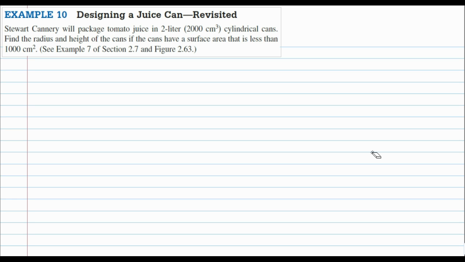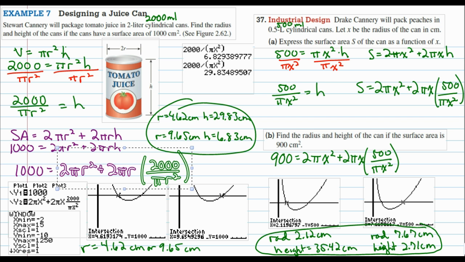centimeters squared. So for these 2,000 centimeter cubed cans, we're going to refer to section 2.7 example 7 to find the formula for the surface area. So here it is. We found that the surface area was 2 pi r squared, the circle on the top and the circle on the bottom, plus 2 pi r times this expression that we used for h, because the volume of this can is 2,000 milliliters.